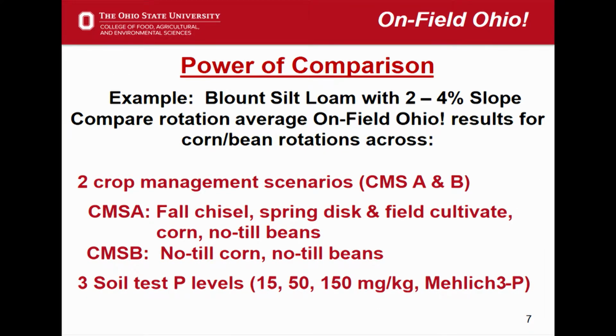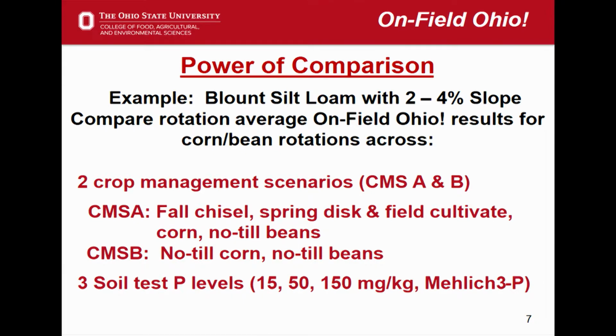So we feel the power for this is really going to be in comparisons. I brought just a couple of examples to show you where we're heading with this. If we look at a single field, which we randomly pulled from Mercer County, it's a single field with a 2 to 4% slope, a Blount silt loam, and we look at 2 different crop management scenarios across 3 different soil test P levels.